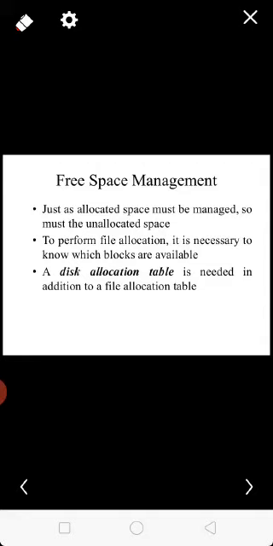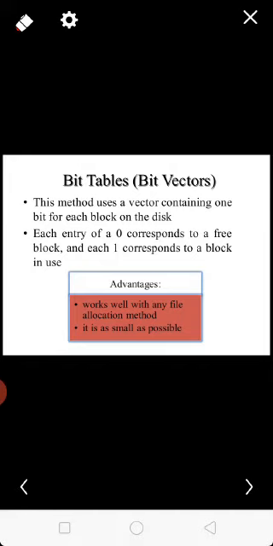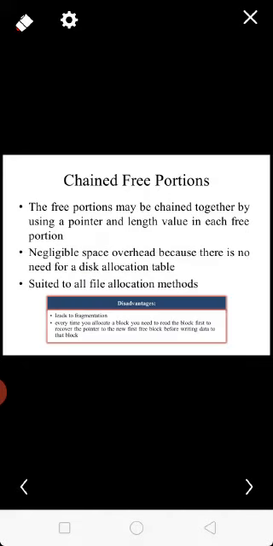Free space management. Just as allocated space must be managed, so must unallocated space. To perform file allocation, it is necessary to know which blocks are available. A disk allocation table is needed in addition to the file allocation table. Bit tables: this method uses a vector containing one bit for each block on the disk. Each entry of 0 corresponds to a free block, and 1 corresponds to a block in use.